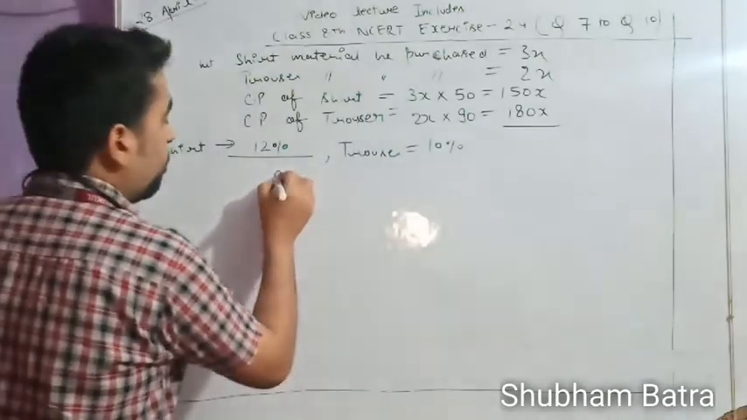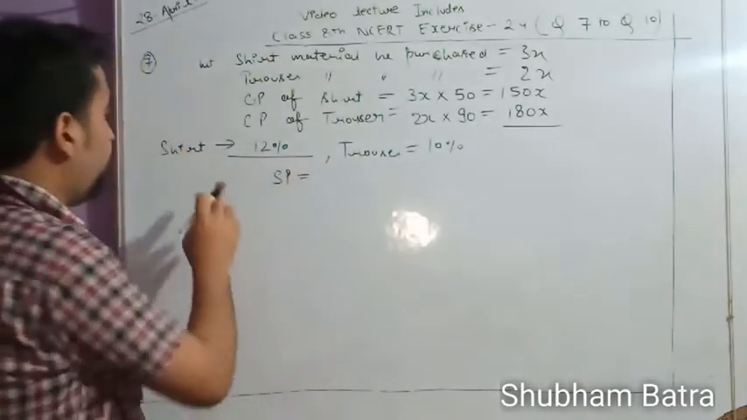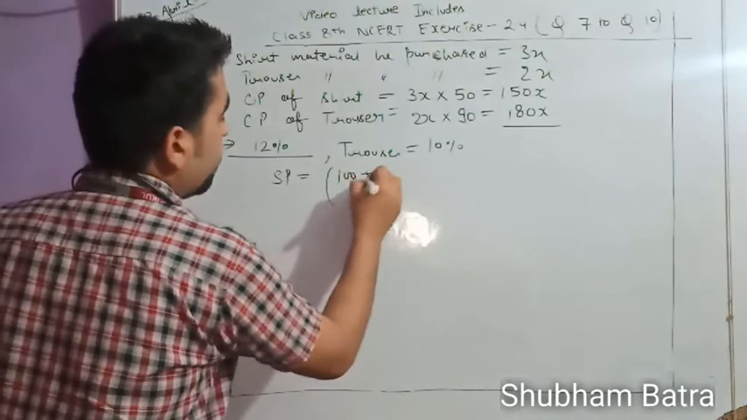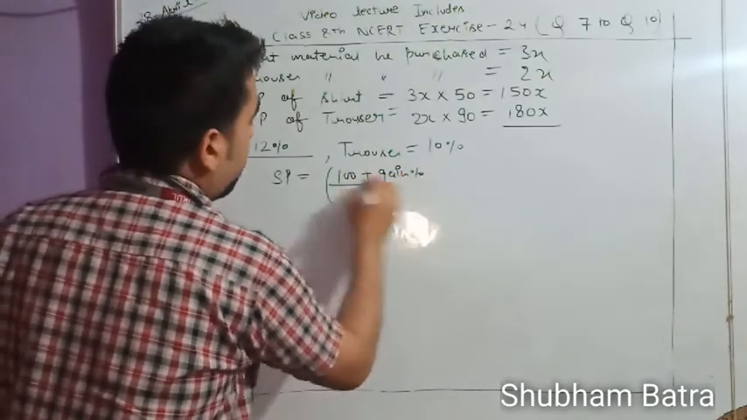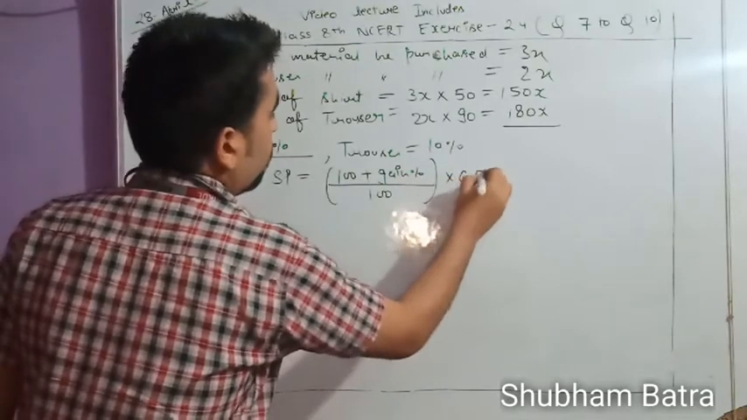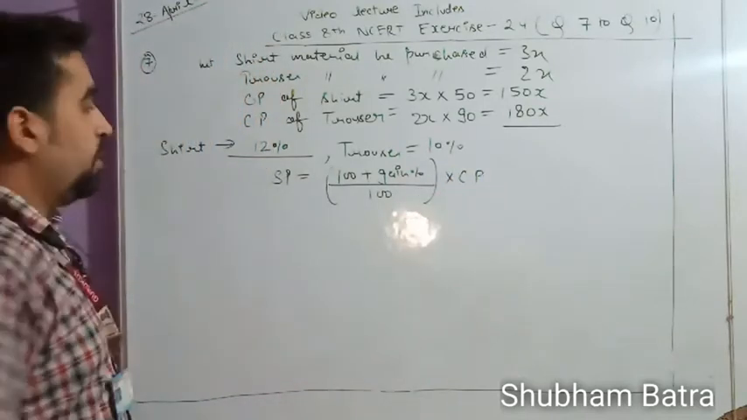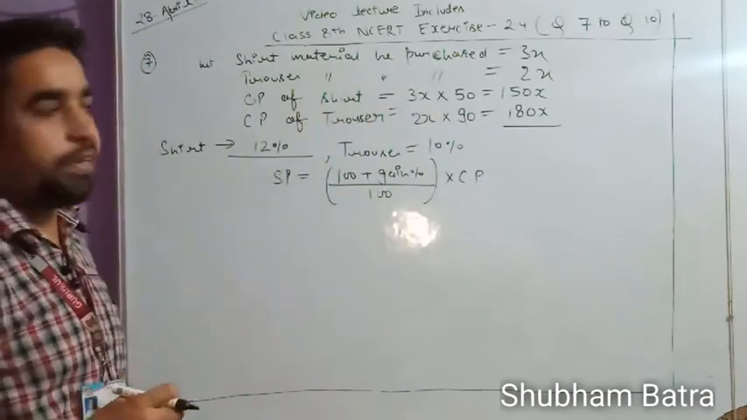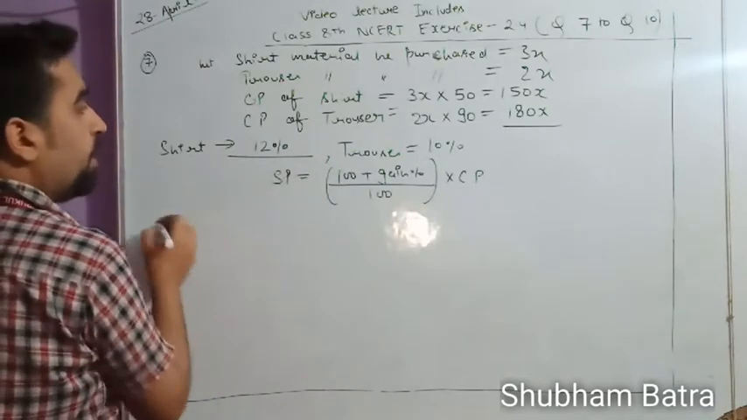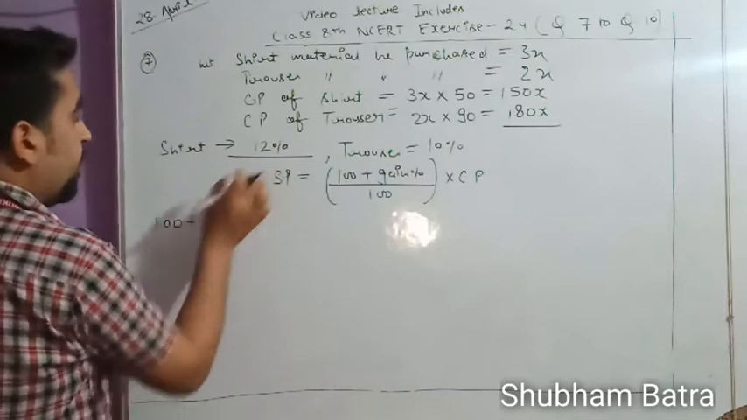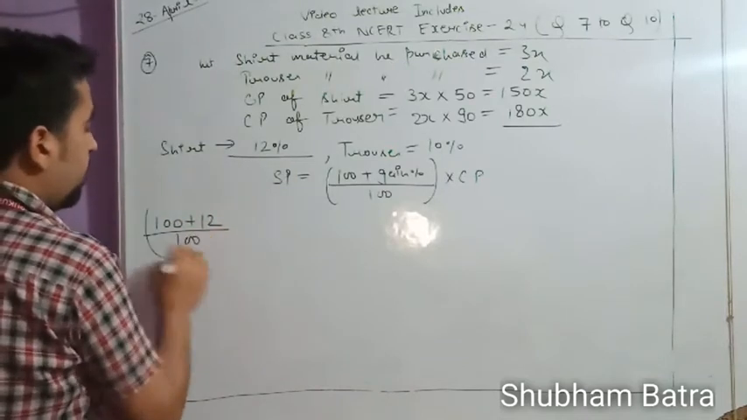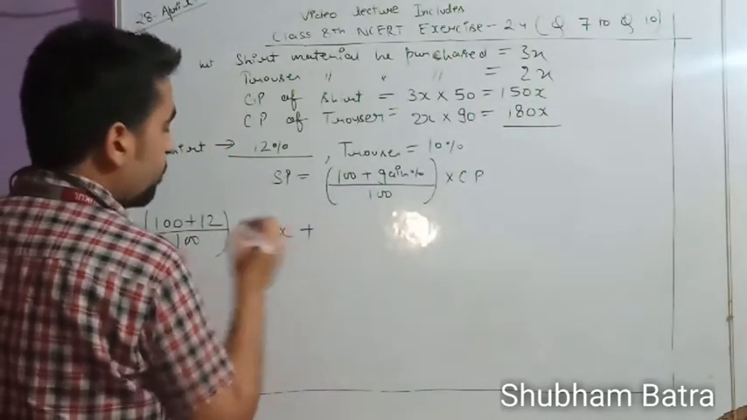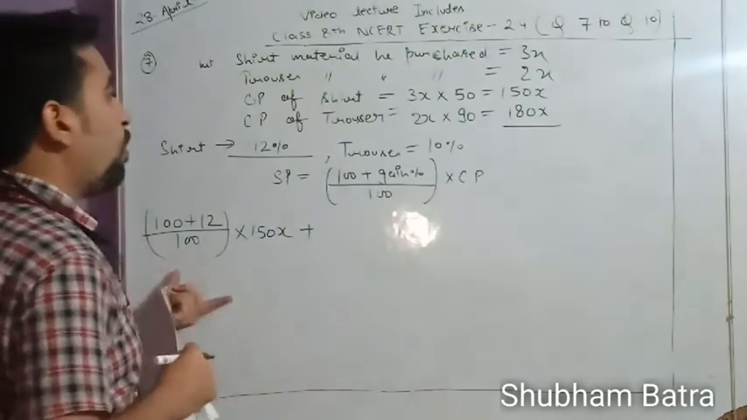We should be aware of one formula for calculating the SP if we know the profit percent. So the formula for SP is (100 plus gain percent) divided by 100 into CP. So this is how we can calculate the SP. So students, we can calculate the SP for both the things, for shirt as well as trouser. So what will be the SP of shirt? That will be (100 plus gain percent, 12) divided by 100 into CP. What is the CP of shirt? That is 150x.